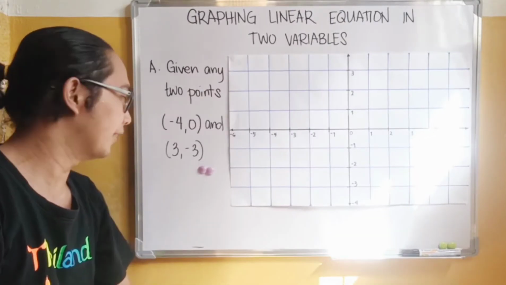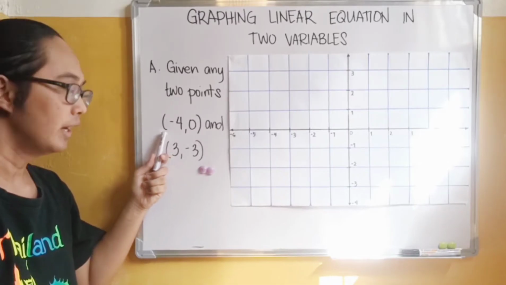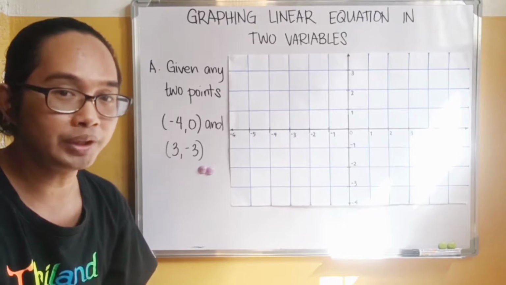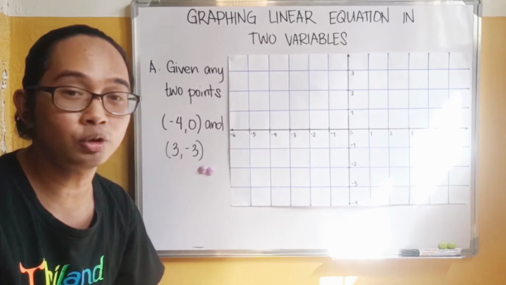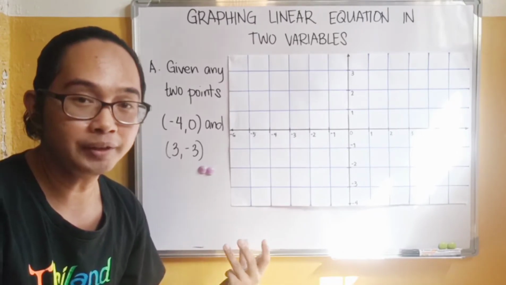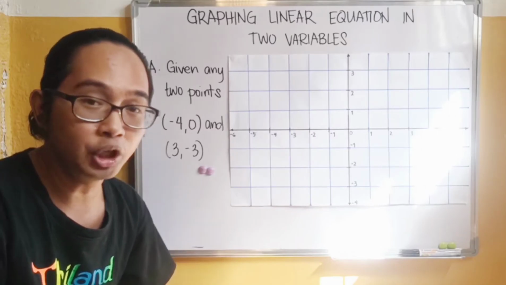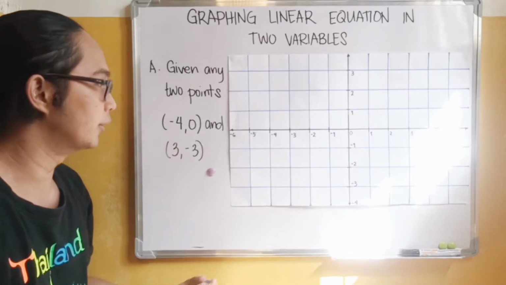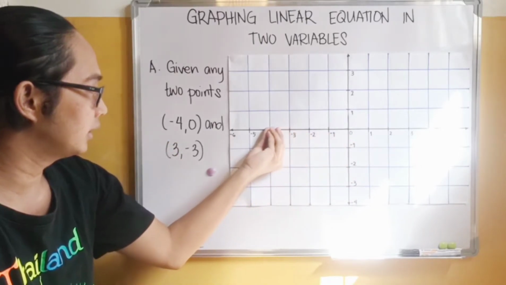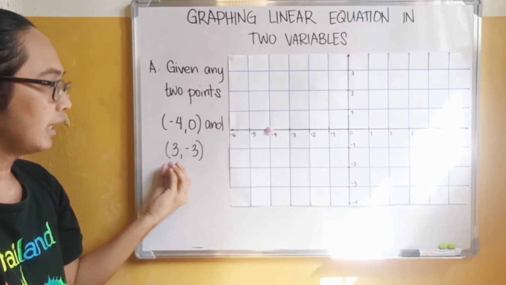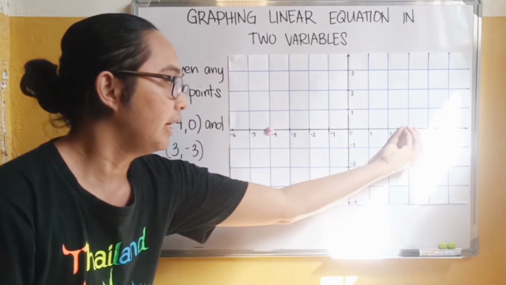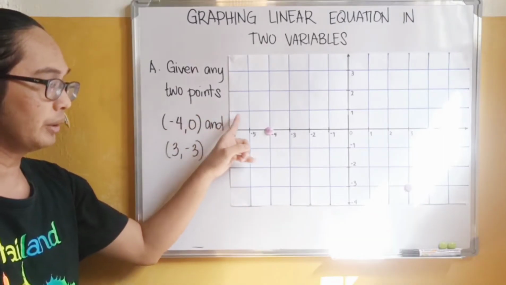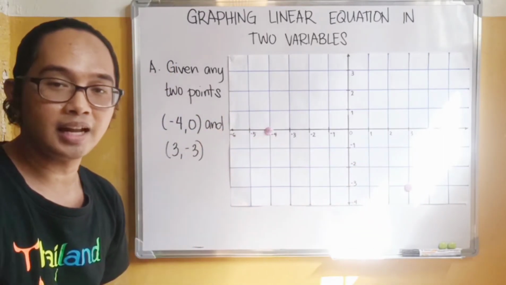And for our next given, let's have negative 4, 0 and 3, negative 3. And then for our first step, we need to plot our 2 points and then connect the 2 points. After connecting the 2 points, we are going to describe our graph. Let's plot negative 4, 0. So negative 4, 0 is here. And 3, negative 3. 3, negative 3 is located here. Afterwards, we are going to connect the 2 points using straight line.